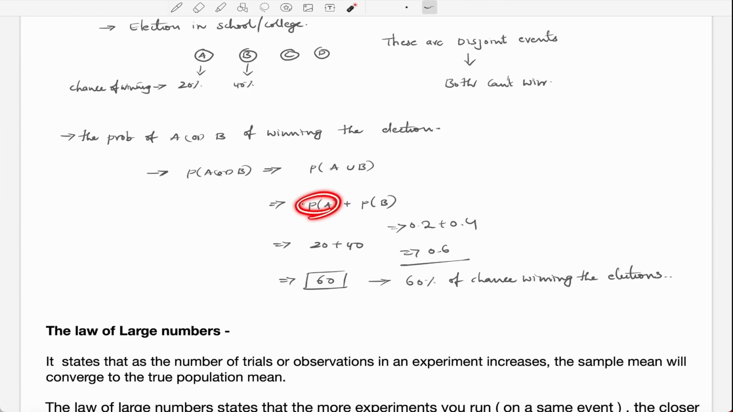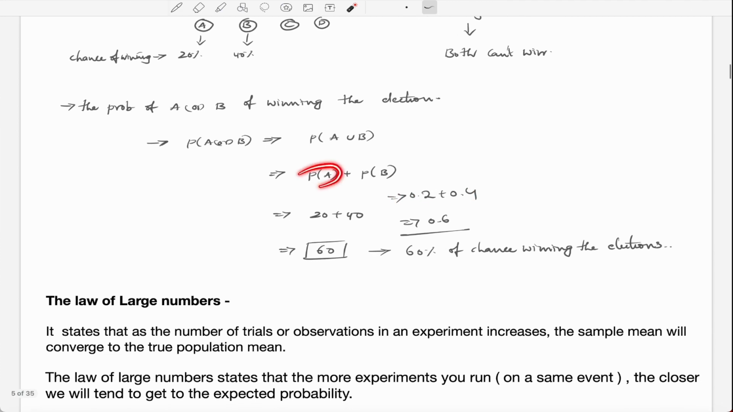The probability of A is 20%. In a basic sense I have written 20%, but in the formal way we write 0.2 and 0.4, which is nothing but 20% and 40%. In our previous lecture we discussed that probabilities must be between 0 and 1, right? So as of now we are going to follow this pattern: 0.2, 0.4, 0.8, etc.